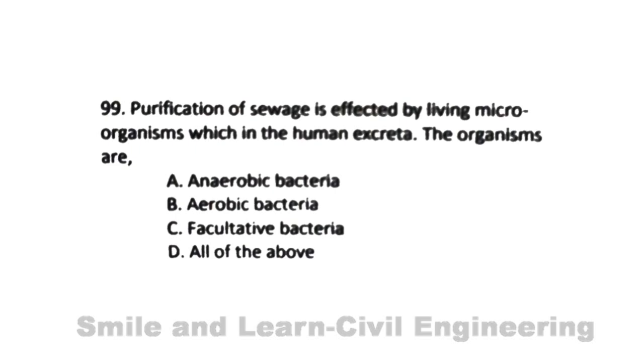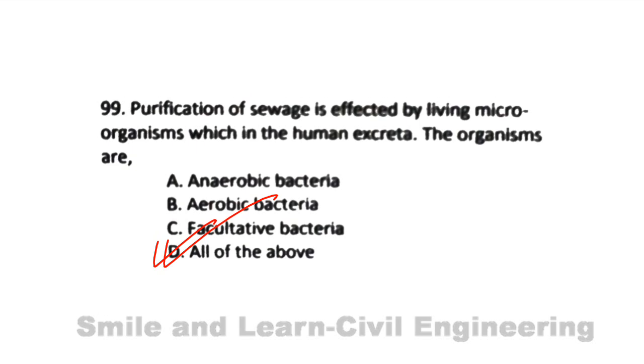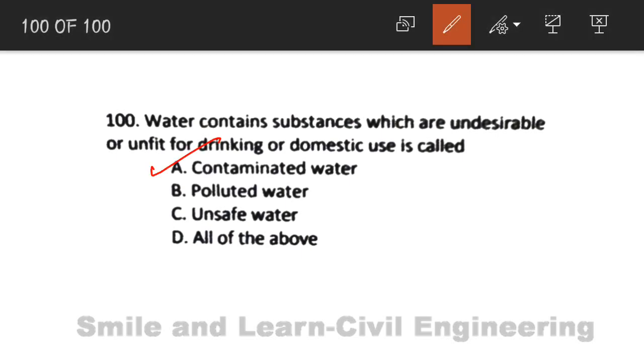Next question, purification of sewage is effected by living microorganisms which are in human excreta. The organisms are both, they can live in presence of oxygen, and they can live in absence of oxygen. So they are facultative. So option D, all of the above will be the correct answer. Next question and our last question of this session, water contains substances which are undesirable or unfit for drinking or domestic use. So that kind of water is called a contaminated water, and this contaminated water is very harmful to drink.